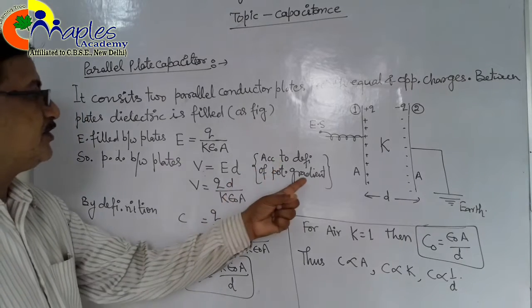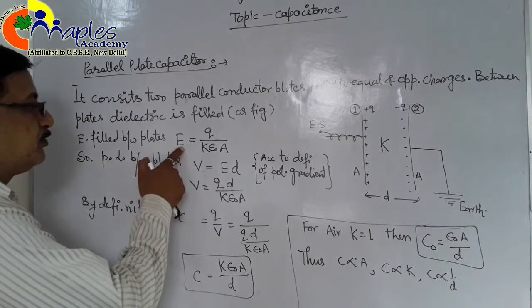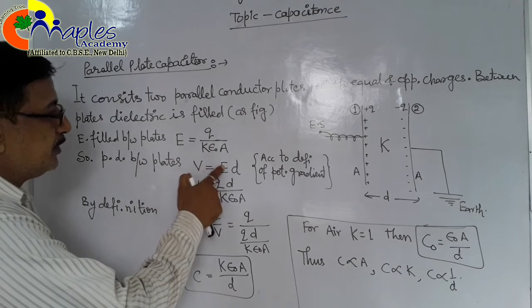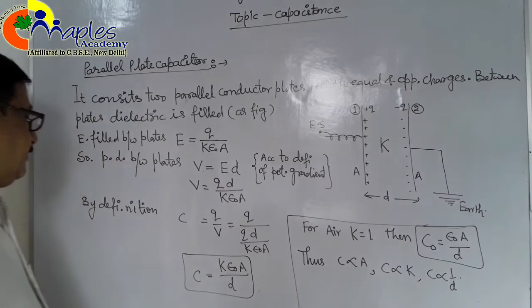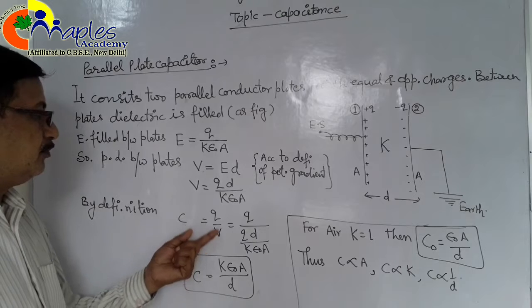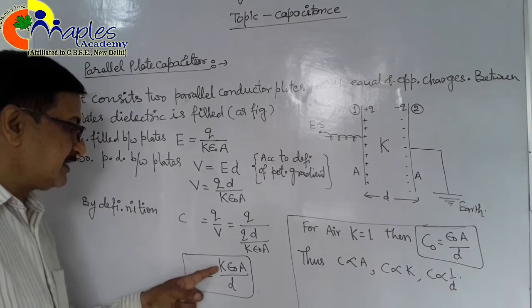According to the definition of potential gradient, E equals V upon D, or V equals E into D. So we put the value of E here. V is equal to Q into D upon K epsilon naught A. By definition, C equals Q upon V. By putting the value of V, we get the formula C equals K epsilon naught A upon D.